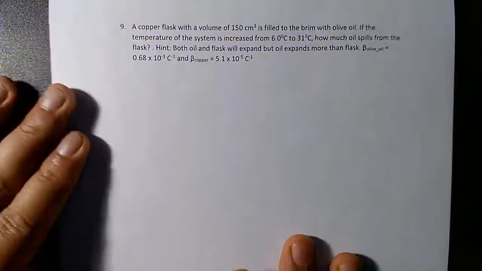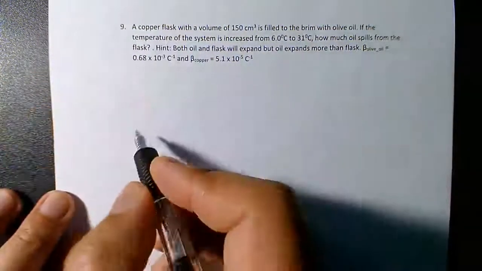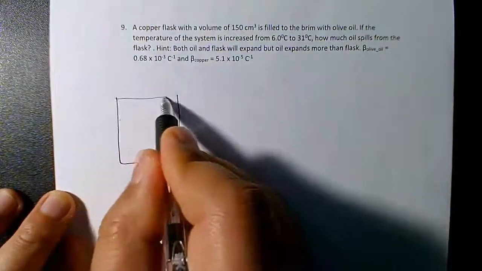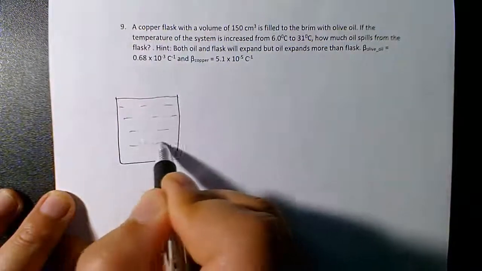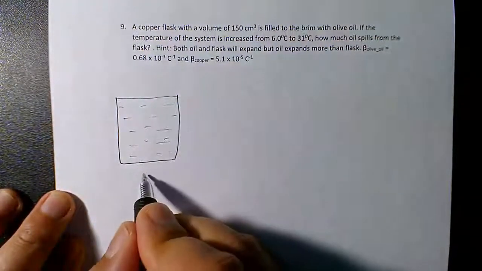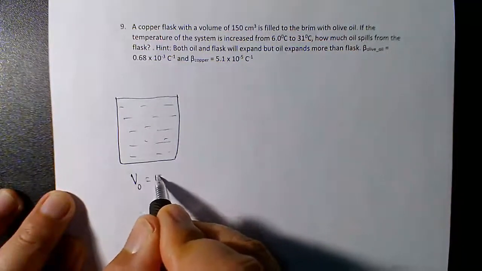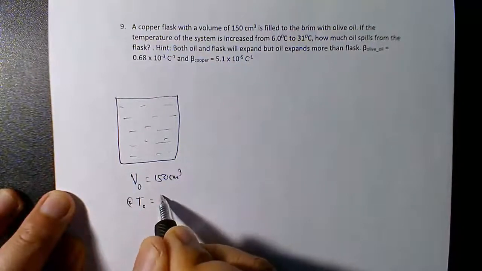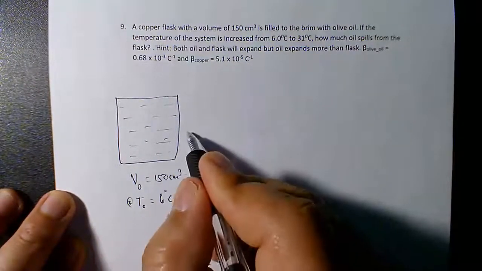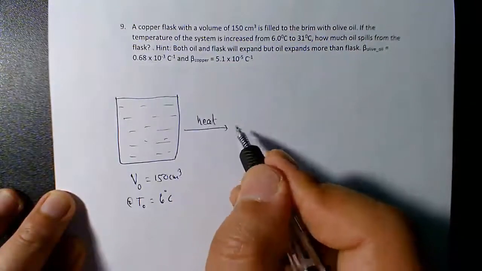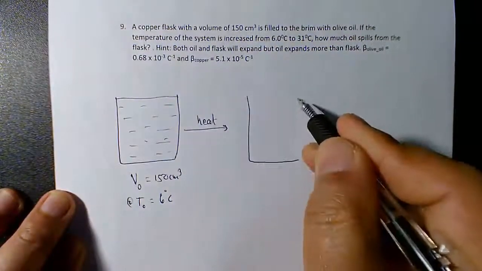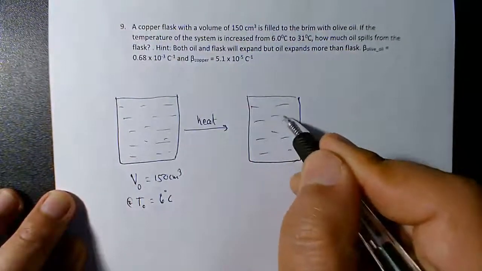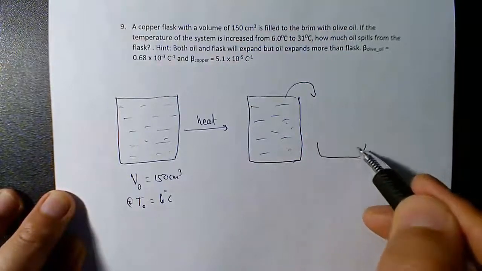So here's the next question on thermal expansion. It says a copper flask vessel is full of olive oil. It's just filled with oil. That means the initial volume is the same, the initial volume is 150 centimeter cube at an initial temperature of 60 degrees Celsius. Now you heat it up, you raise the temperature. Now obviously some oil will spill, and you collect it in a separate vessel, say.